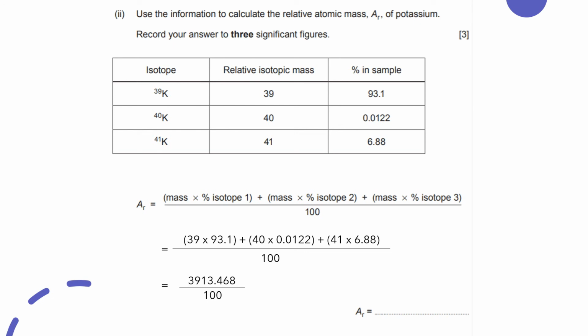3,913.468 over 100. Put it in the calculator, and this comes out to be 39.12468. Again, looking at the question, it's really important that you go back and look at the question, because it might not always be three significant figures. Obviously, in this case it is, so it will be 39.1.